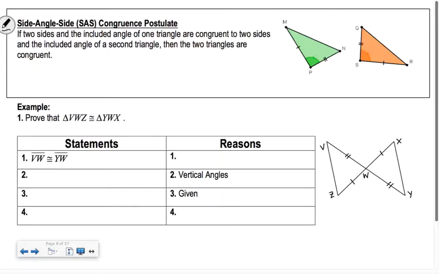All right, so the other one we had was side, angle, side. And the order that we go in is really important. So I said first we have a side, then we have an angle, and then we have a side. So that angle is sandwiched between the 2 sides. That is very, very important.